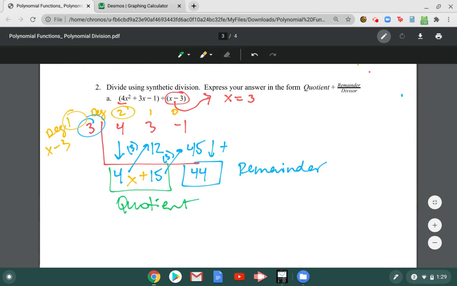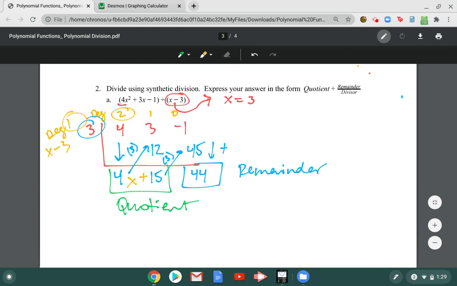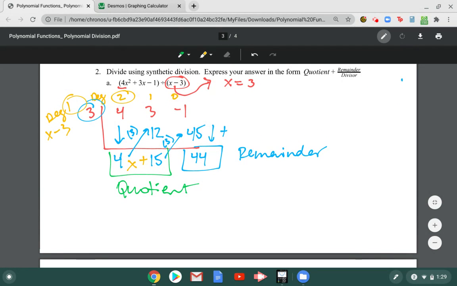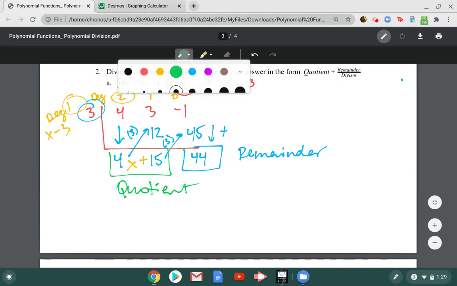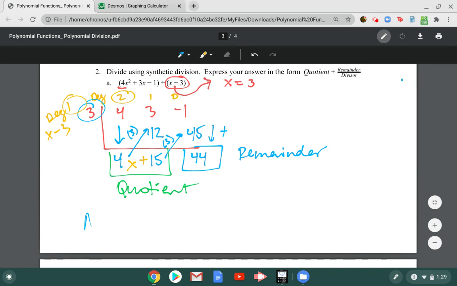Okay, so what does it say? Oh, express your answer in the form quotient plus remainder over divisor. So if I write my answer out then, let me go back to my blue pen. So my answer, quotient plus remainder over divisor. My quotient comes from the bottom, 4x plus 15, plus my remainder was 44, and my divisor was that x minus 3. So that's my answer there.